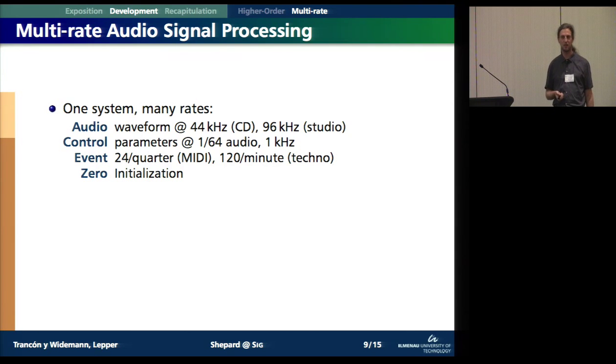Then there are rates at which certain events can happen. In real-time MIDI, there's something like a beat that's 24 signals per quarter note. So you can have triplets and so on. And if you think of techno music, there you have this duns, duns, duns, duns, beat of exactly 2 hertz usually. And you can think of initialization of a complex system as part of the computation that operates at rate 0.